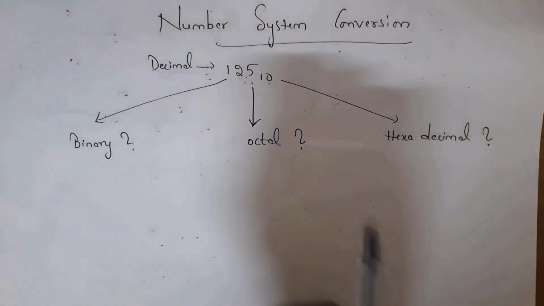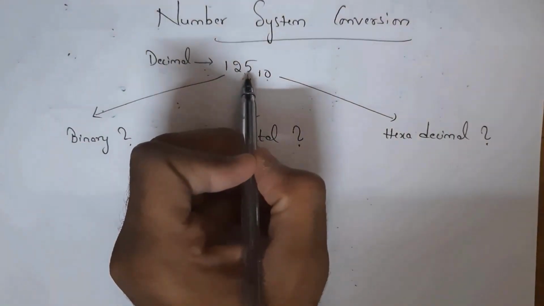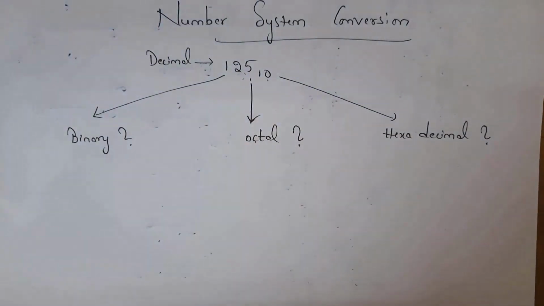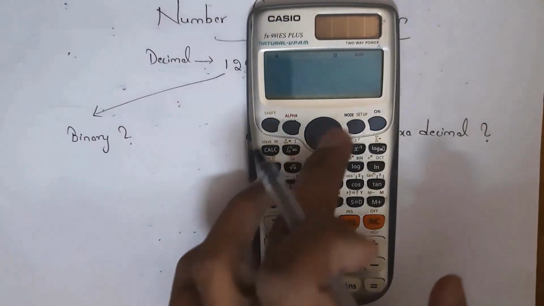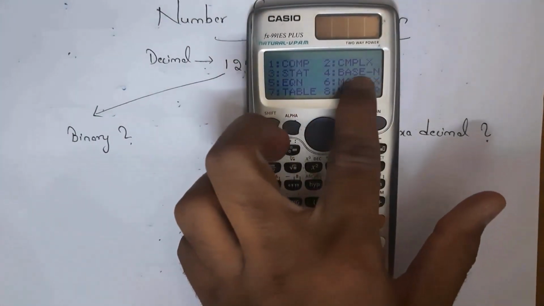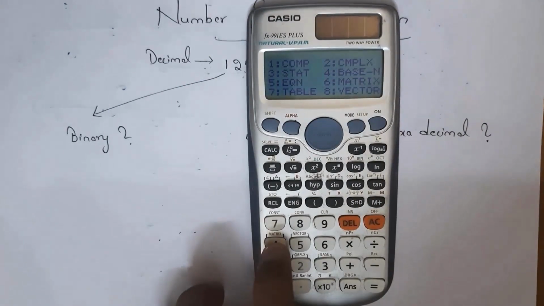For example, 125 base 10. This is decimal number. I want to convert this decimal number 125 into binary, octal and hexadecimal. I will explain this by using calc. At first you need to click on mode. Here you can see options. Here you need to select base n. So click on 4.